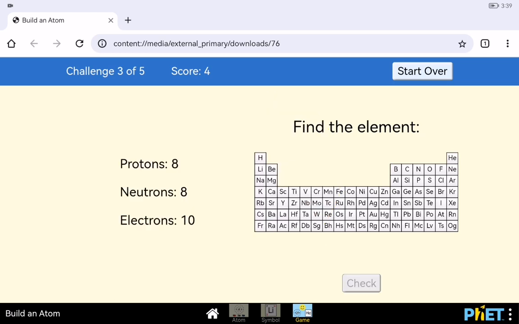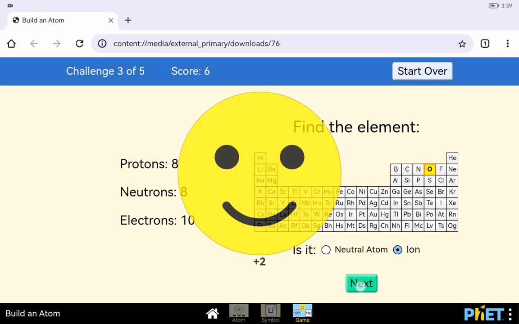For the third question, we're asked to find the element. To find the element, remember what tells you the element is the proton number. The proton number is 8. When you check your periodic table, the element with proton number 8 is oxygen. Then you ask yourself, is the proton number equal to the electron number? If it is equal, you're dealing with an atom. If it is not equal, which is the case here, then we're not dealing with an atom. Therefore, your answer is correct.